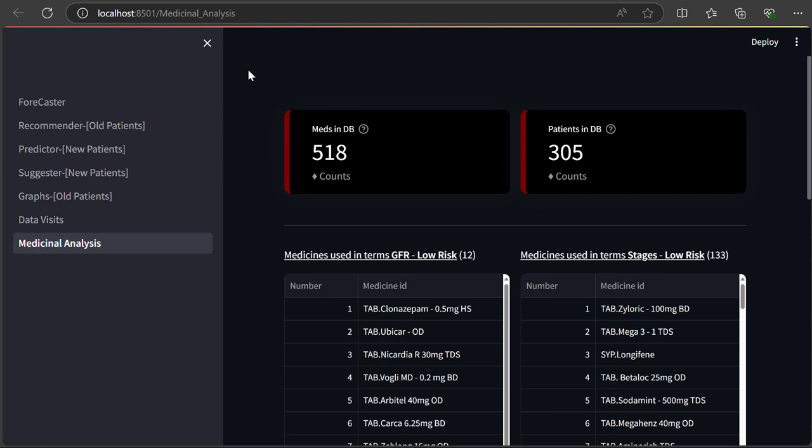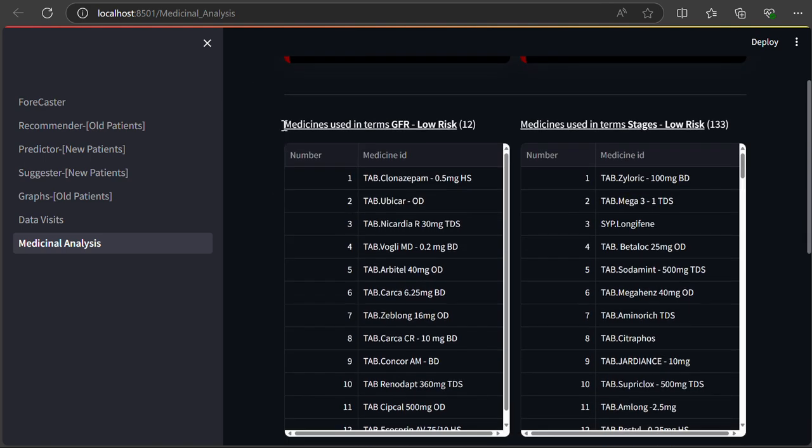We have 518 medicines in the database, and these 518 are broadly classified into four main categories. The main implication out of these four is the first one, medicines used in terms of GFR, low risk patients. We have 12 medicines in this particular column. What this column indicates is that these 12 medicines are taken only by low risk patients. So when the doctor is recommending medicines for the patients, he can directly look at it and recommend one of these medicines to the high risk patient.